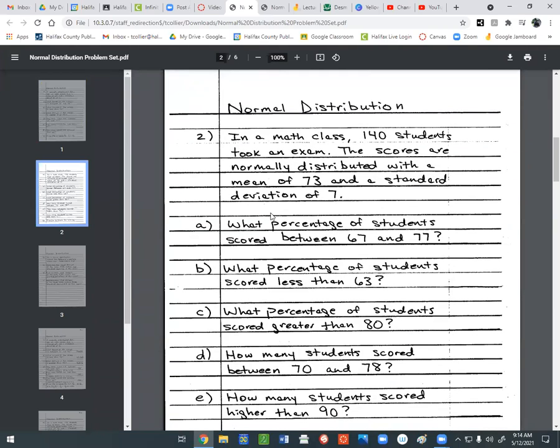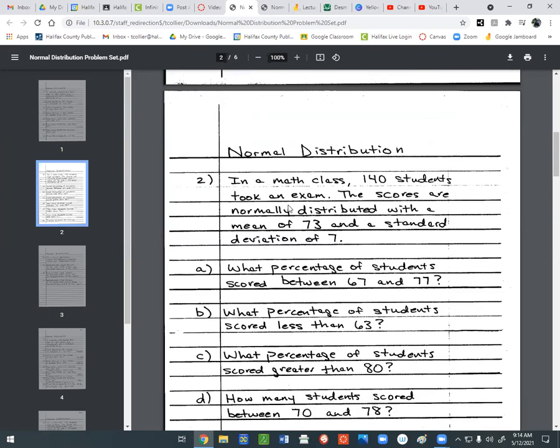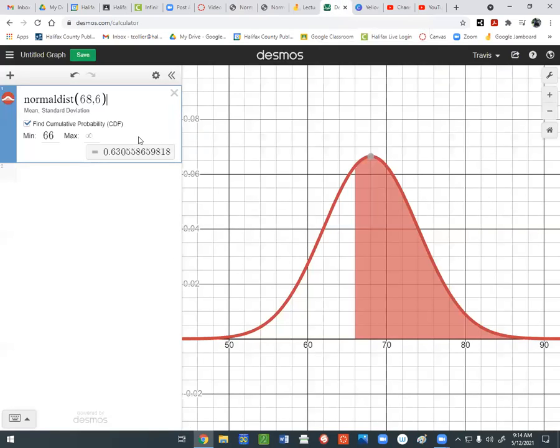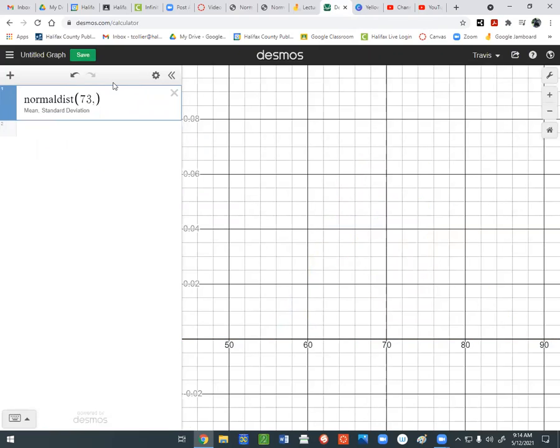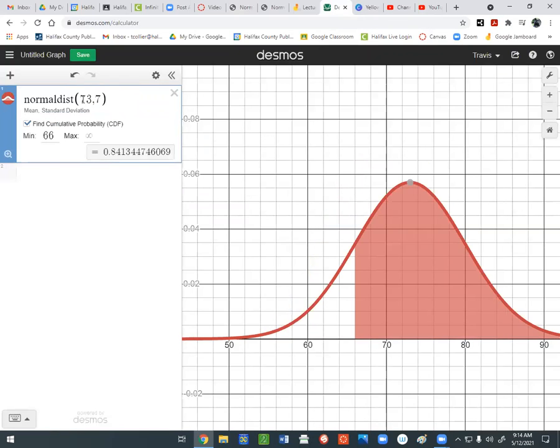Okay, go ahead and try number 2 on the problem set. When you try number 2, you're going to have to change your mean to 73 and your standard deviation to 7. So when you go back to your normal distribution, you're going to change your mean to 73 and your standard deviation to 7. All I do is change the two numbers inside the parentheses. The first number is always going to be the mean or the average. The second number is always going to be the standard deviation.